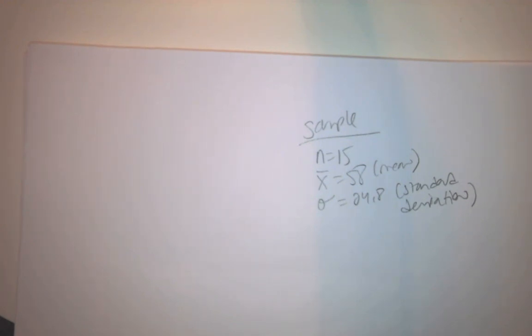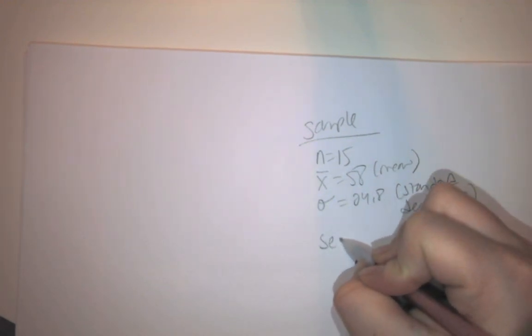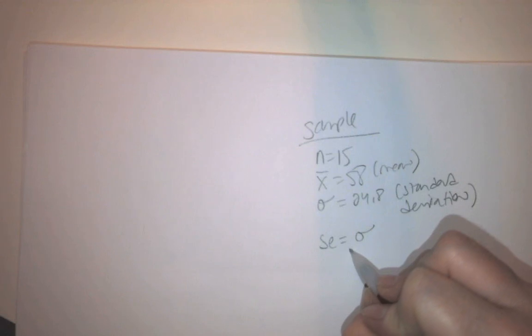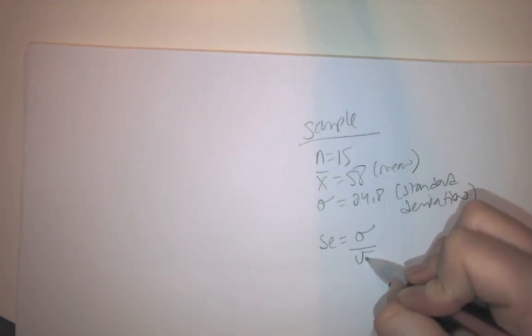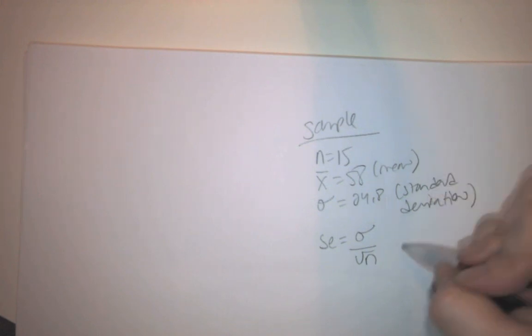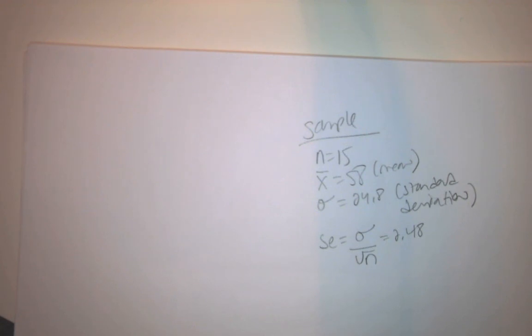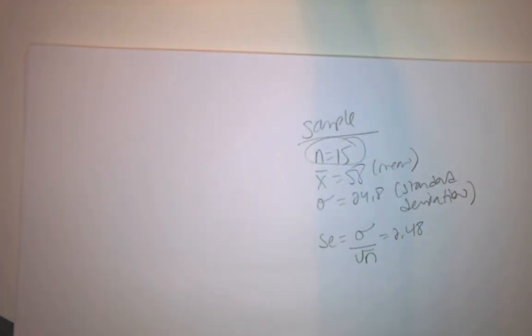So we know how to calculate the standard error. The standard error equals standard deviation over square root of n. So our standard error with 100 would be 2.48. But remember, we have an n of only 15 in this particular sample. So we are going to look at how to calculate the 95% confidence interval for this particular sample mean.